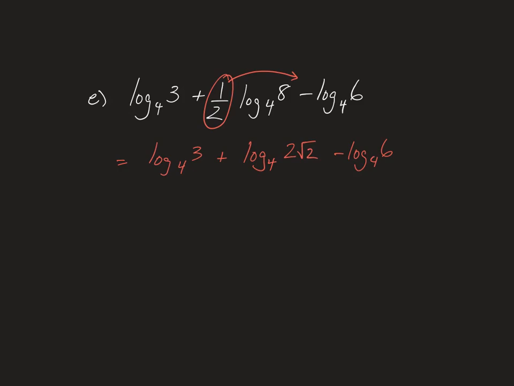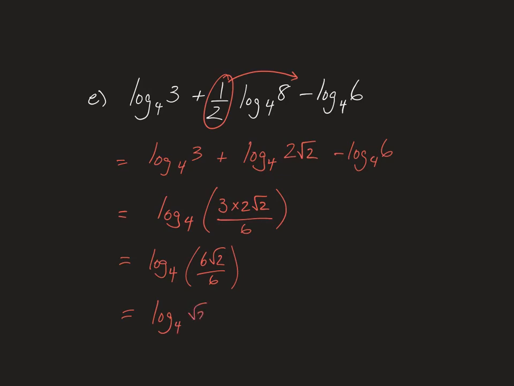And now what I have is a bunch of single logs. I can use my properties of logs. So I can combine those all into a single log, base 4. I have addition between the first 2 logs, which means that I need to have multiplication between them. And then I have subtraction of my last log, which means I have division. We get down to that point, and I can now simplify what I have on the inside. I have 6 root 2 over 6. My 6's are going to divide out. And now I have a single log ready to evaluate.